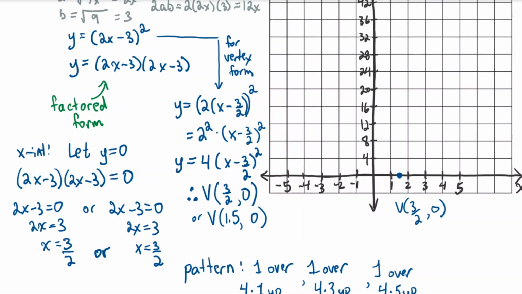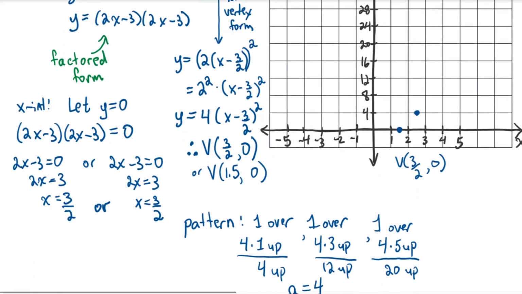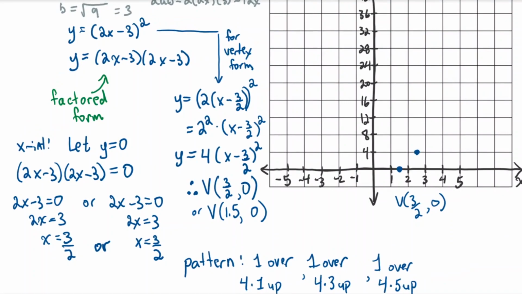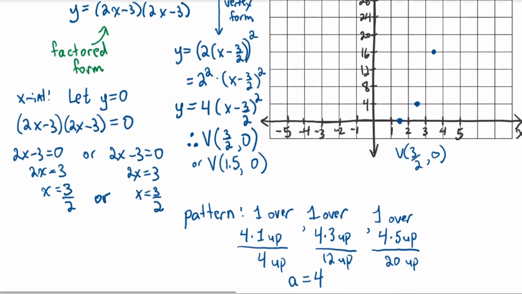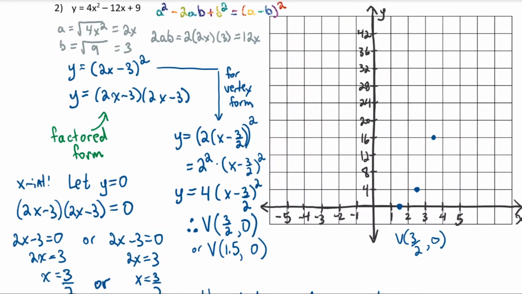Our first 1 over 4 up is going to take us here. And then I go 1 over, what was it? 12 and 20. So we go 1 over now 12 up. So 4, 8, 12. We're at 16 now. And then we're going to go 20 up. So from here, 1 over 16 is going to take us up to 36. And using symmetry, we're going to draw it going the other direction. And here is our graph.